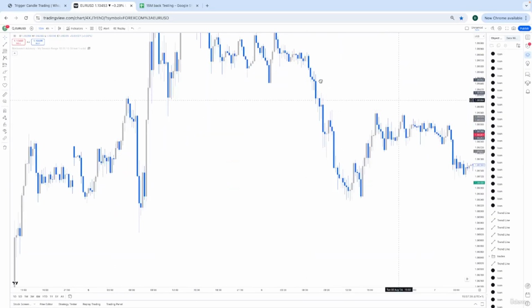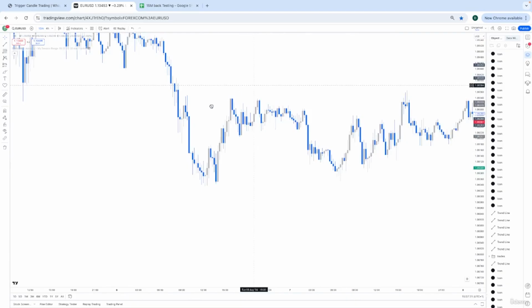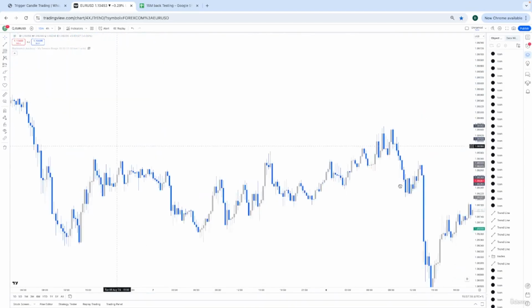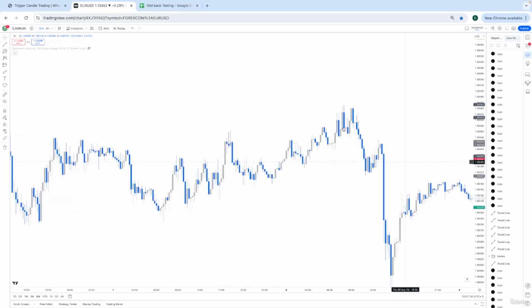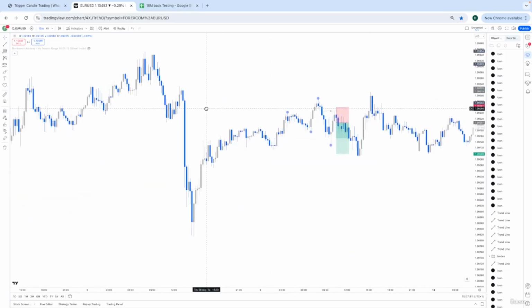Once again, TradingView is very slow. I think it's because I have my screen recorder on, because when I'm going through the charts on a daily basis, this never happens. It's only when I seem to be recording a video.